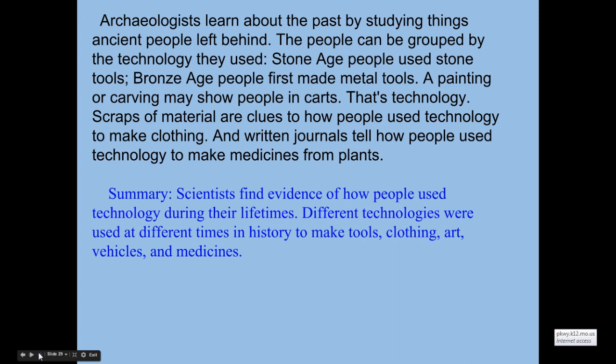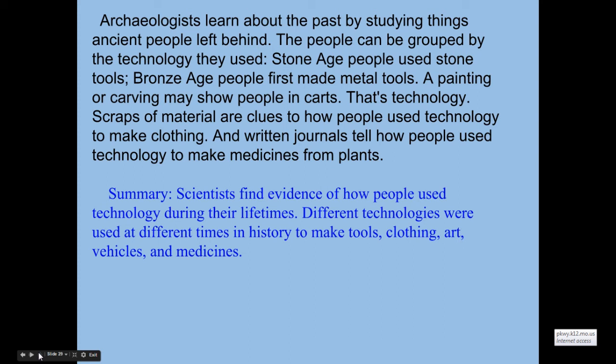Check out this paragraph. This one is nonfiction. Archaeologists learn about the past by studying things ancient people left behind. The people can be grouped by the technology they used. Stone Age people used stone tools. Bronze Age people made metal tools. And a painting or carving can show people in carts. That's technology. Scraps of material are clues to how people used technology to make clothing. Written journals tell how people used technologies to make medicines from plants.